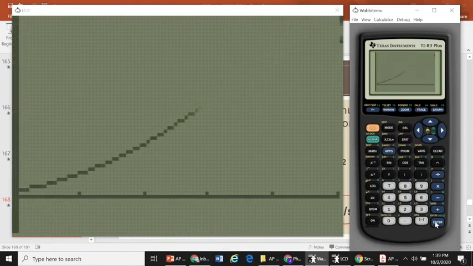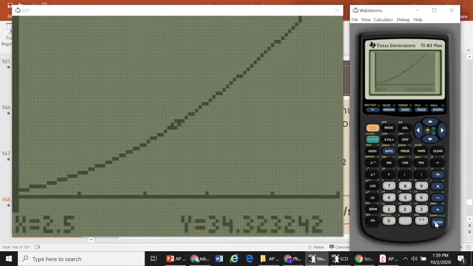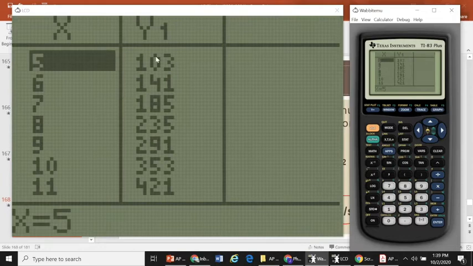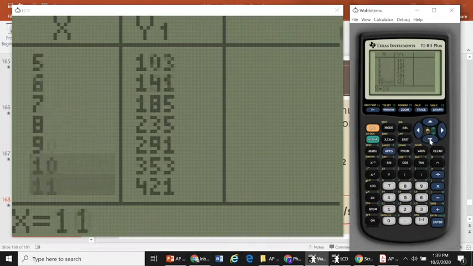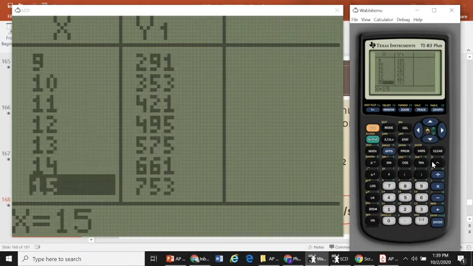Now, of course, the reason why this is particularly important is because what if you ask the question like, well, how far has the object traveled after 17 seconds? You don't actually need to calculate anything. You just go to the table by hitting second and then graph, and now you have all of the positions. So if we wanted to know how far it went at 15 seconds, its position was 753. And so if the question was, what is its final position? You just read it off the table.